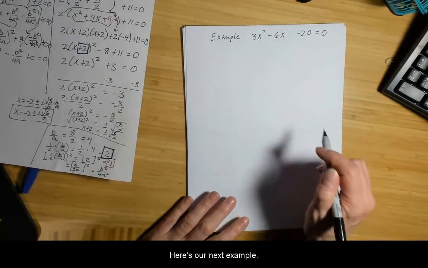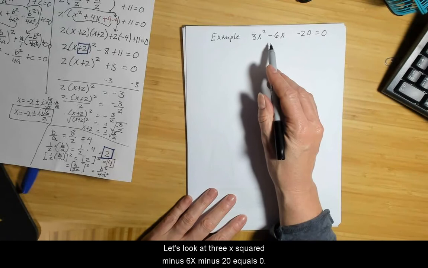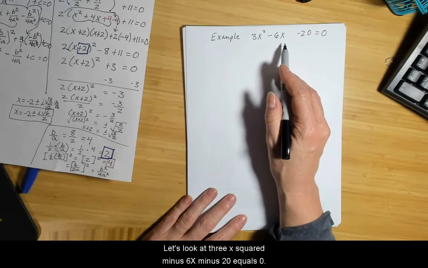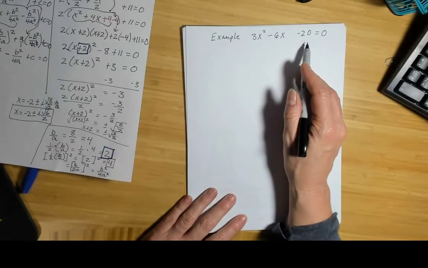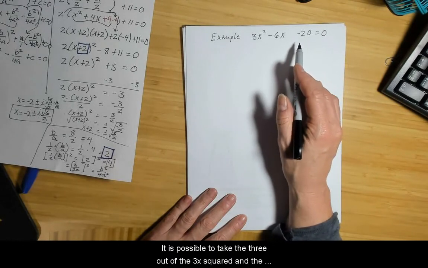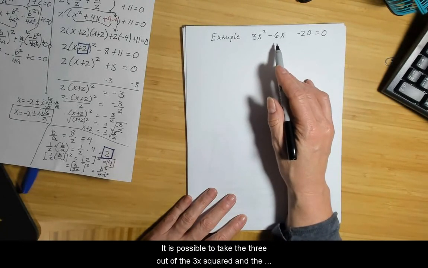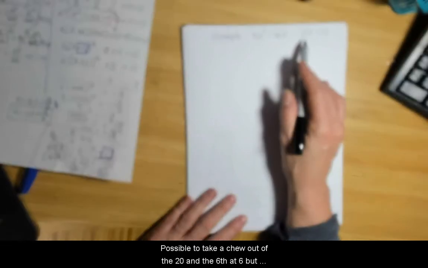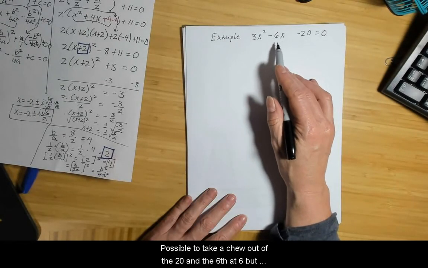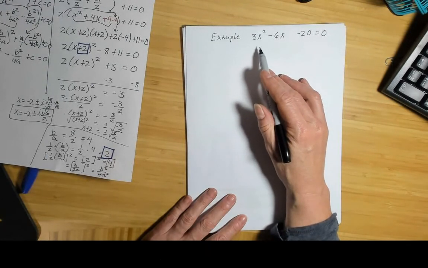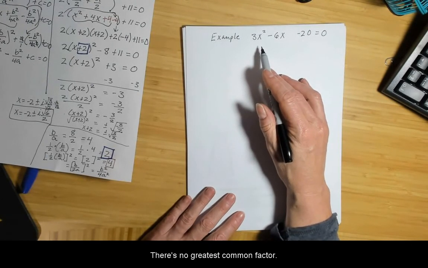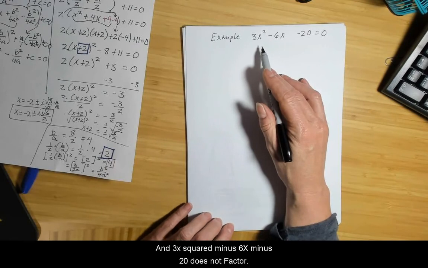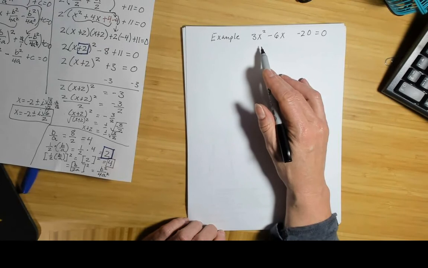Here's our next example. Let's look at 3x squared minus 6x minus 20 equals 0. It is possible to take the 3 out of the 3x squared and the 6x, but not the 20. It's possible to take a 2 out of the 20 and the 6x, but not the 3x squared. There's no greatest common factor, and 3x squared minus 6x minus 20 does not factor. We're going to complete the square.